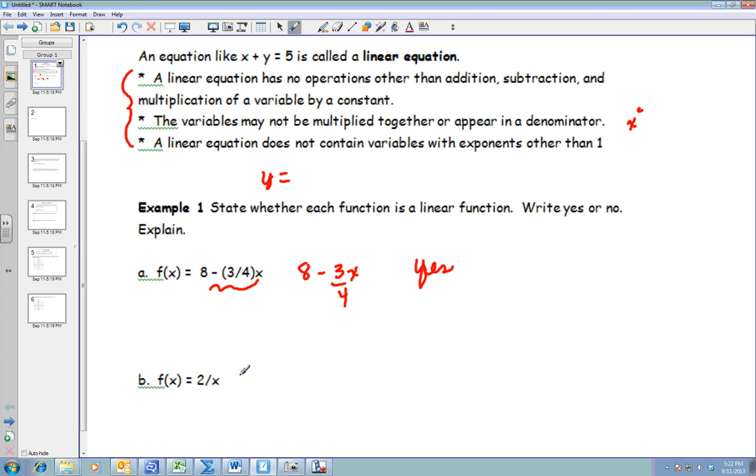Okay, so this one, part B, is f of x equals 2 over x. Well, we should automatically recognize that I have a variable that appears in the denominator, and that can't happen. When I graph this, it is not going to form a straight line. So I'm going to put no, and then I'll put because variable in the denominator. Okay, so far pretty easy.